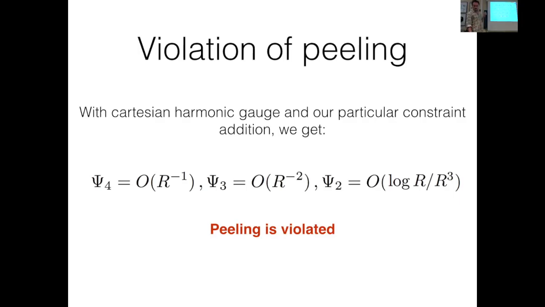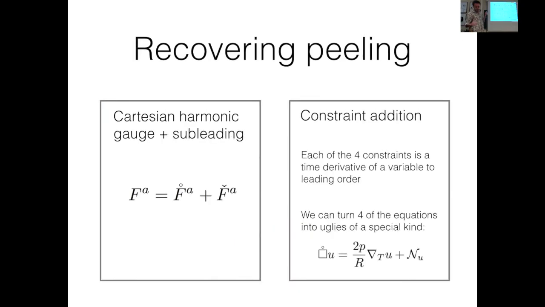What we found more surprising is that if you explore a little bit the interaction between the choice of gauge and also the constraint addition, you can very carefully pick the two in order to turn these equations into a very specific set of equations that will basically recover peeling. So the way to do that is to consider gauge source functions that are the same as we chose before to leading order, but then you add a second order correction, which we'll leave free until we plug them in the equations and see what's good for us.